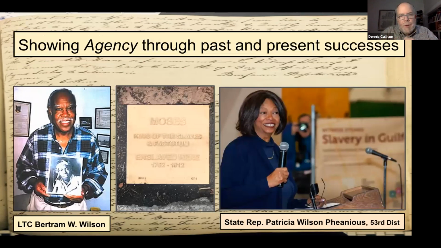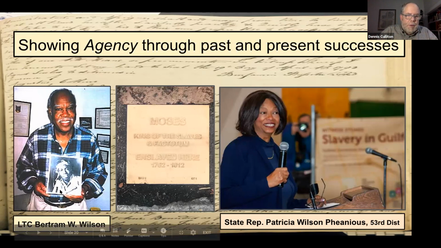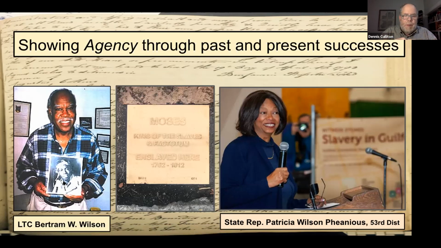Showing agency through past and present success. We have been able to show one family of enslaved people, and I'm going to be speaking on Saturday before the Connecticut Association of Genealogists, talking about 11 generations of a family. Lieutenant Colonel Bertram Wadsworth Wilson was the 8th generation. He was a Tuskegee Airman and fought in 3 wars. His 3rd or 4th great-uncle was Moses, who was a king of slaves in Guilford. His daughter is State Representative Patricia Wilson Phineas, who's also the co-chair of the Witness Stones Board. So if you want to hear more about that family, that's coming up on Saturday.